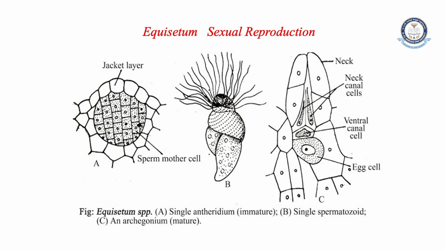Some cells contain the androgonial mother cells. The antheridium contains these cells, which we call androgonial mother cells, and they metamorphose into androcytes. These are multiflagellate sperm cells, which we call androcytes or sperm cells. They contain many flagella.